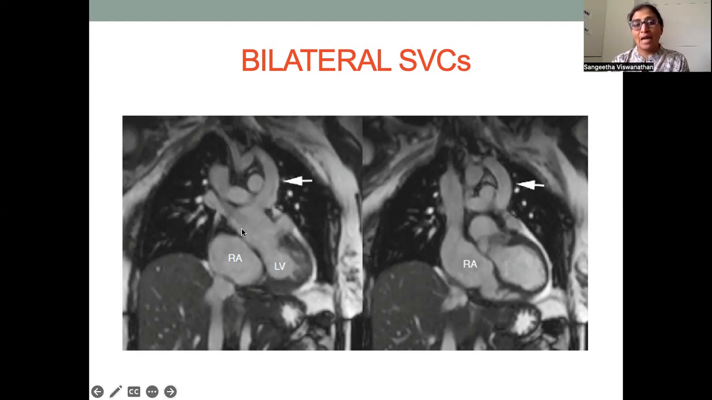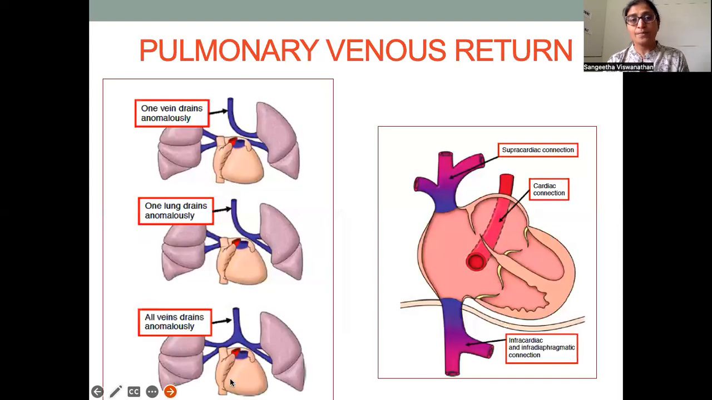and this needs to be addressed. So the SVC will have to be channeled in such a way that it drains into the right atrium. This can sometimes happen in the setting of isomeric hearts.